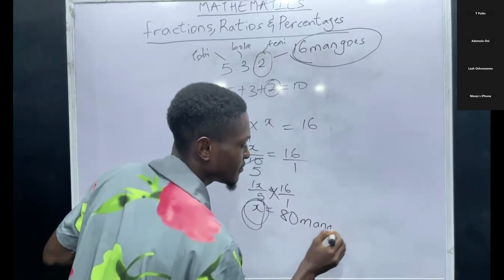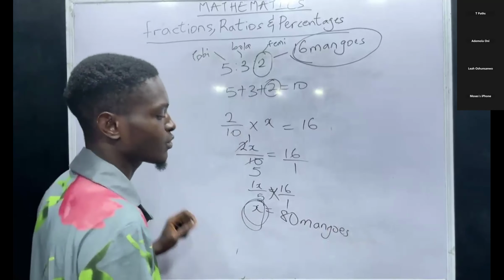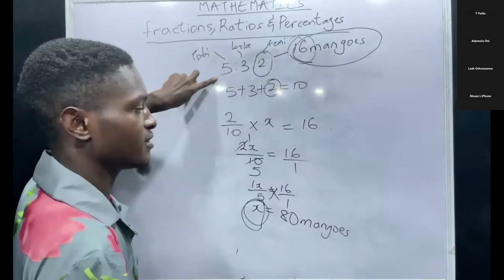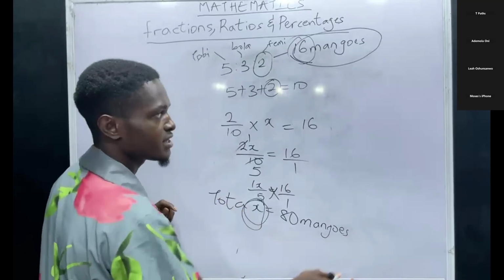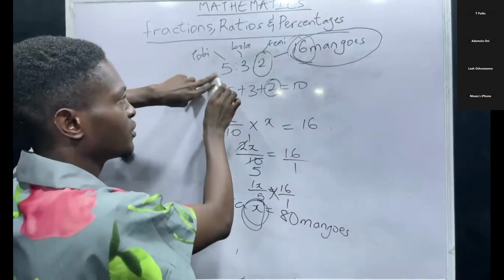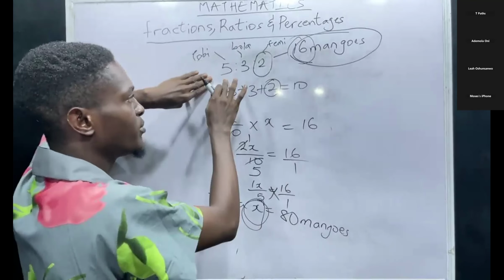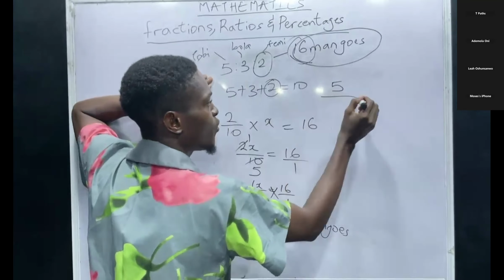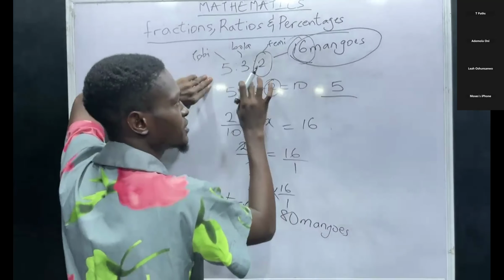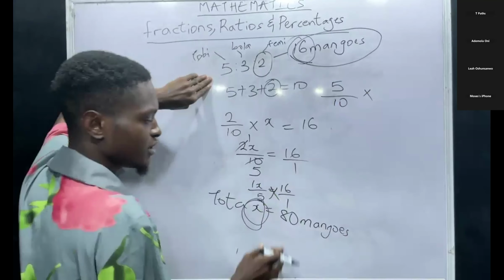Now, out of these 80 mangoes, we said the smallest person had 16 mangoes, and we're told to calculate that of the largest person. What do you do? Since you already have your total mangoes, which is 80 mangoes, what do I do? I already know the proportion of the largest person. The largest person is the one that has 5. That's Toby. So I'm taking that person's proportion, which is 5, over the total, which is 5 plus 3 plus 2, that's 10. Then multiplying by the amount of mangoes I'm sharing, which is 80.